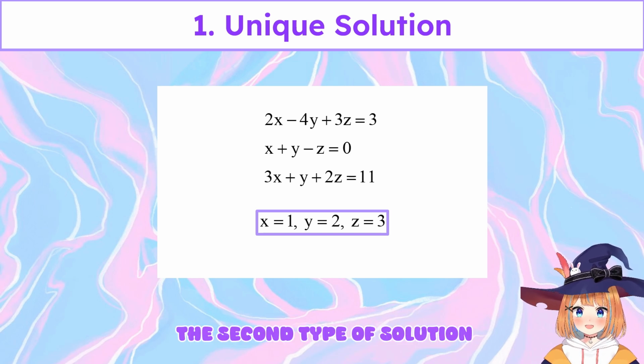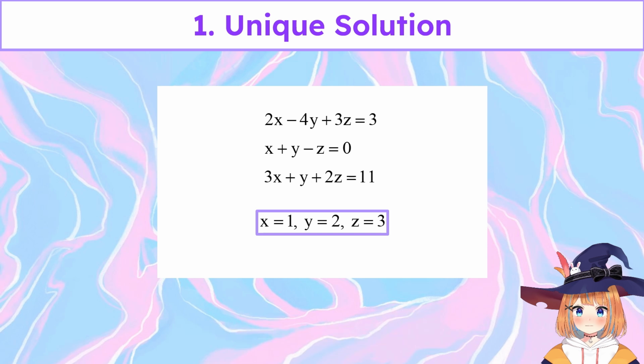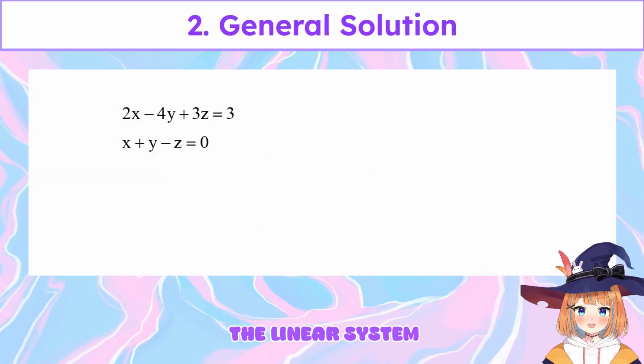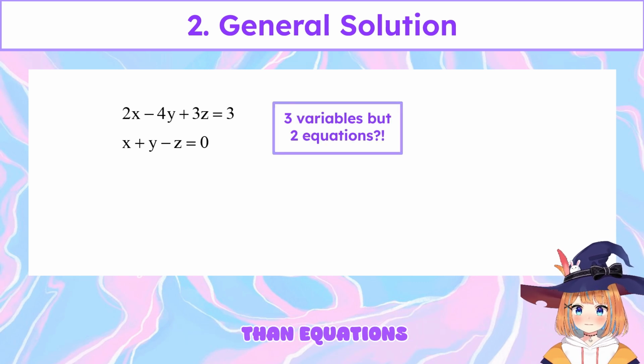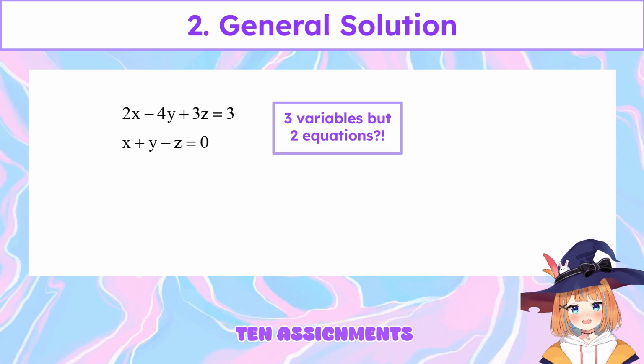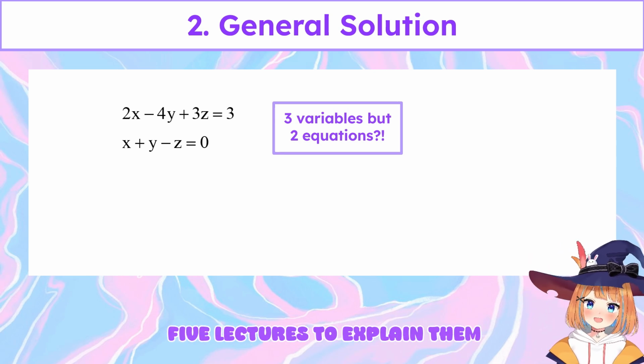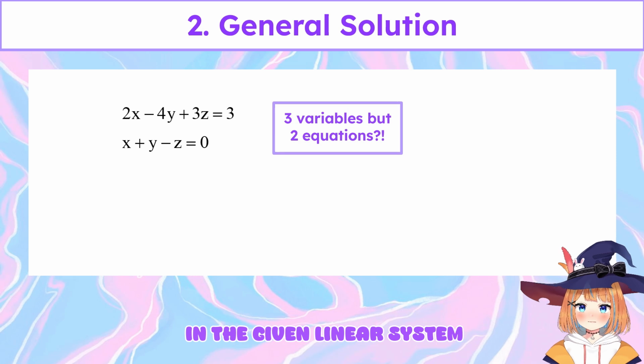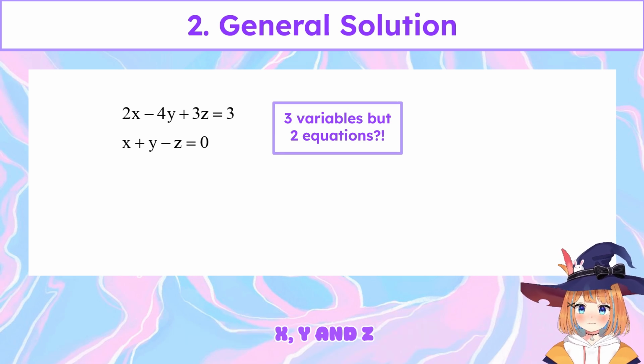The second type of solution is a general solution. It means that there can be more than one possible solution to the linear system. You'll usually see this when you have more variables than equations. Just like when your professor assigns 10 assignments but only gives you 5 lectures to explain them. In the given linear system, we have 3 variables, x, y, and z, and 2 linear equations.